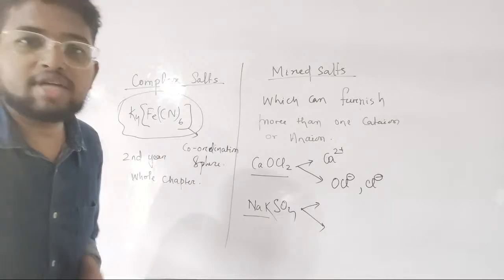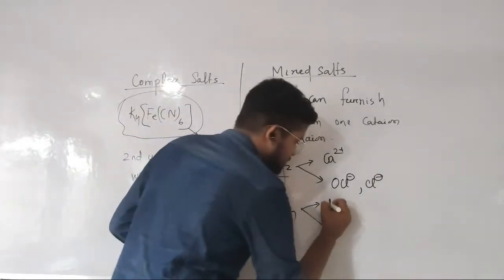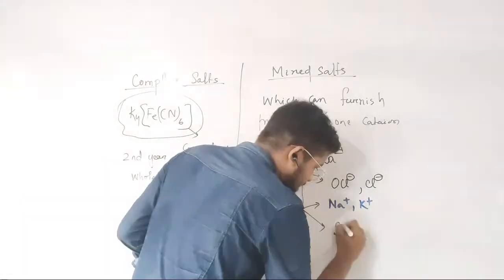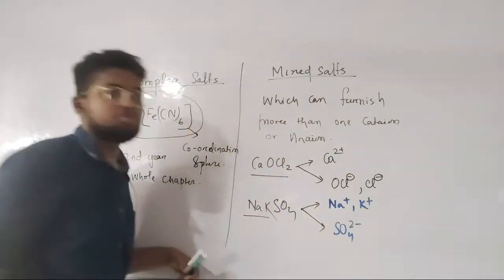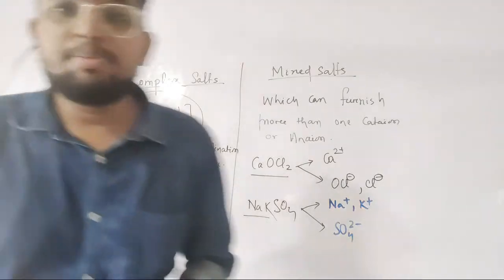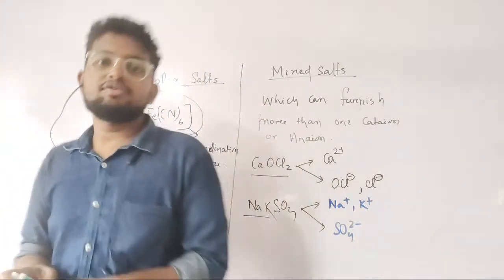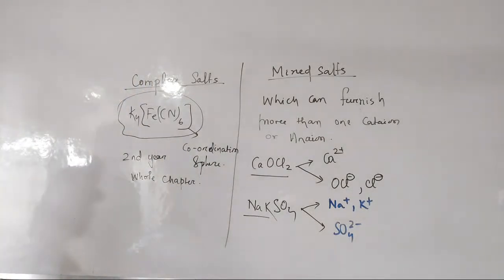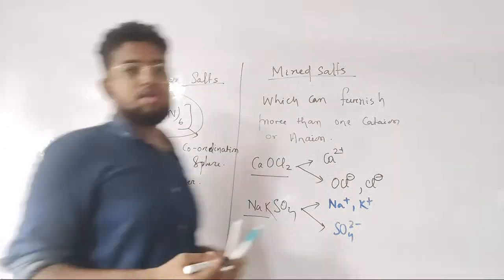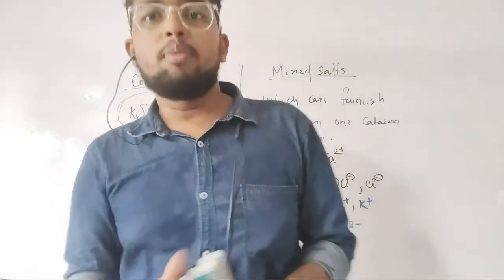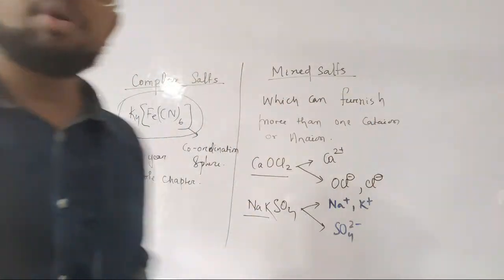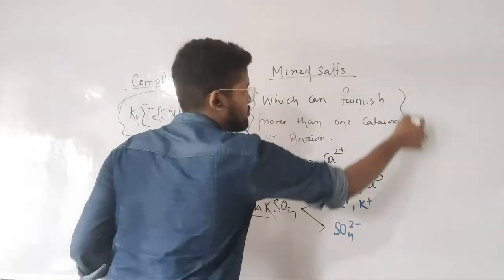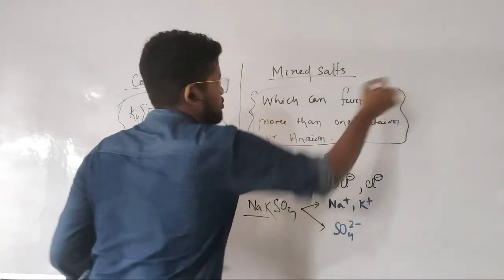So what will be the two cations, beta? Na plus and K plus, right? The anion will be SO4 2 minus. So Na plus and K plus are the two cations, and the anion is SO4 2 minus. Hopefully we are very clear about the difference between complex salts, which are coordination compounds, and mixed salts, which are species that can furnish more than one cation or anion.